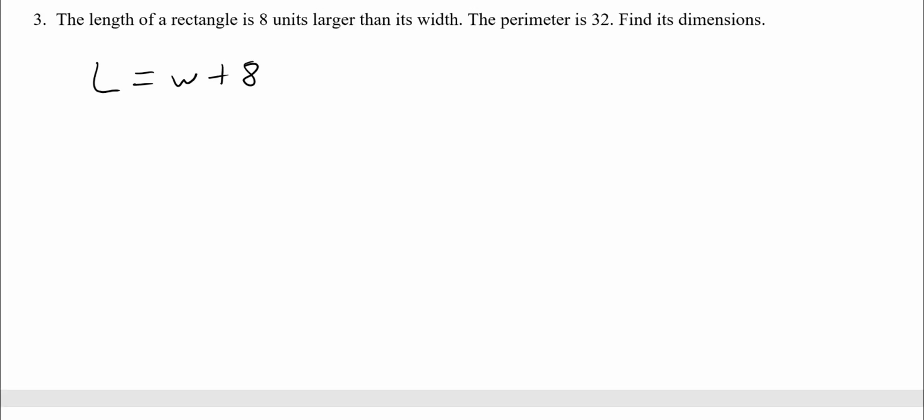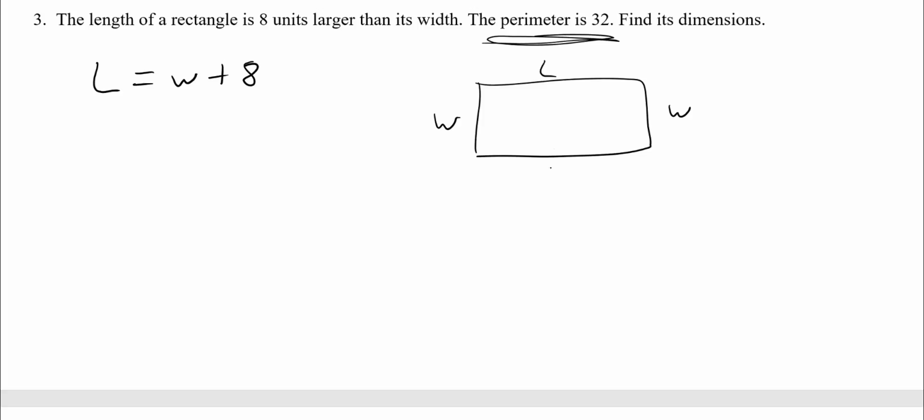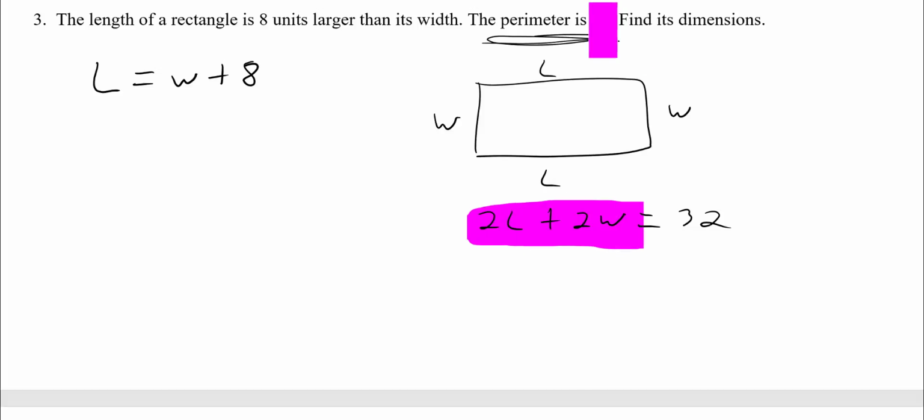All right, so that's the first part. The perimeter. You guys remember when you have a perimeter of a rectangle, you have a width, and a width, and a length and a length. And remember, perimeter is distance around. So it's 2 times the length plus 2 times the width is equal to 32. So guys, this is always the case. This will always be 2L plus 2W equals the perimeter, which is in this case 32. Okay, always, always, always.